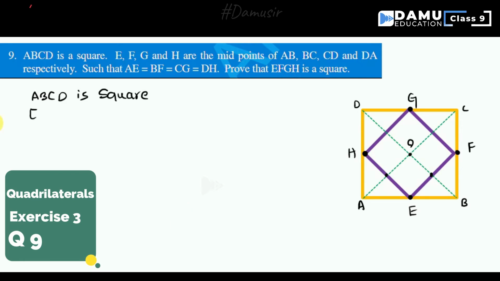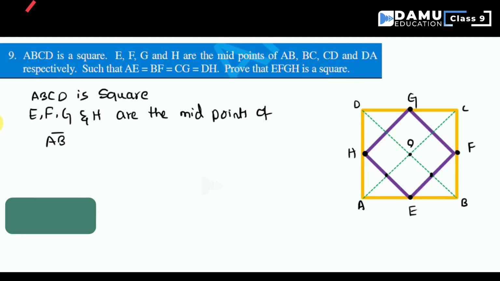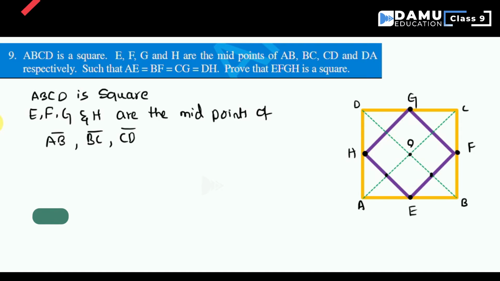EFGH are the midpoints of AB, BC, CD, and DA, sorry, and such that AE will be equal to BF.